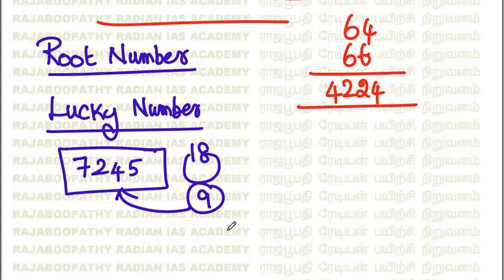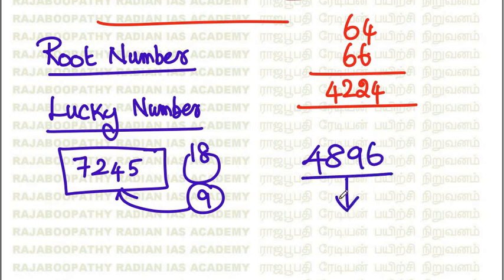Understood? Find the root number of 4896. Find the root number of 4896. 4 plus 8 plus 9 plus 6. 12 plus 9, 21. 21 plus 6, 27. So 2 plus 7, this is 9.